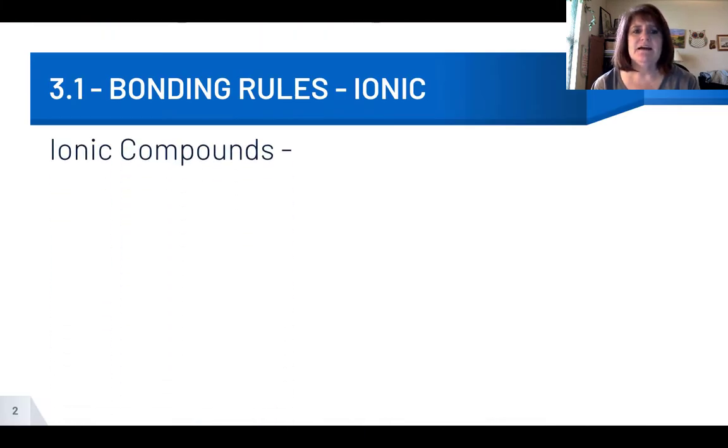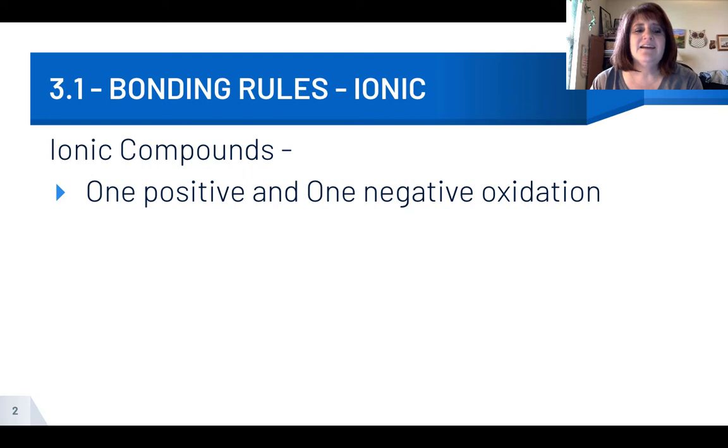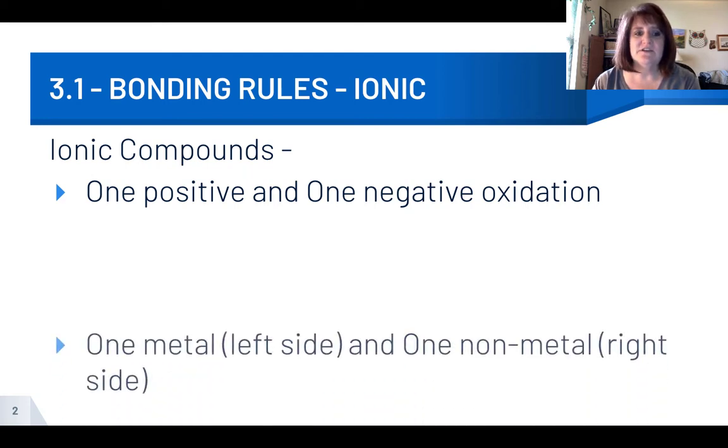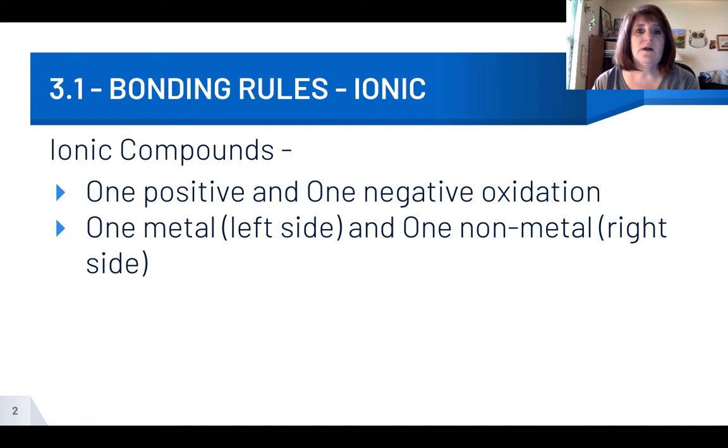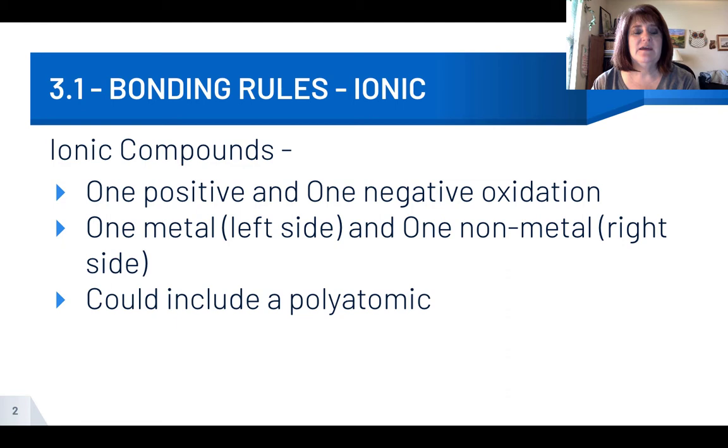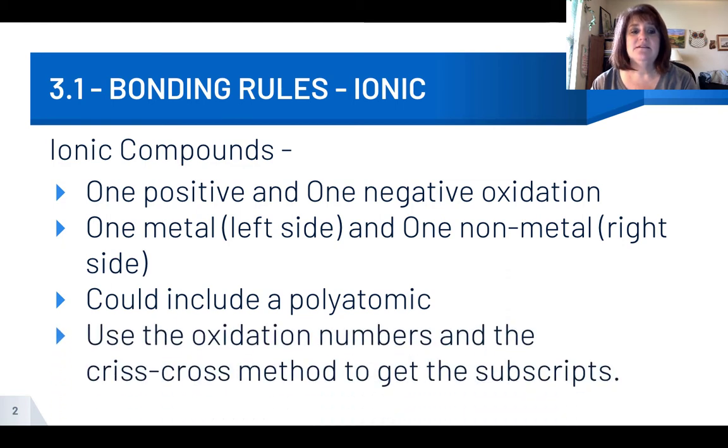3.1, Bonding, Ionic Rule. Ionic compounds contain one positive and one negative oxidation. They contain one metal and one non-metal. They could also include a polyatomic, and they use the oxidation numbers and the crisscross method to get the subscripts that tell you how many atoms you have.